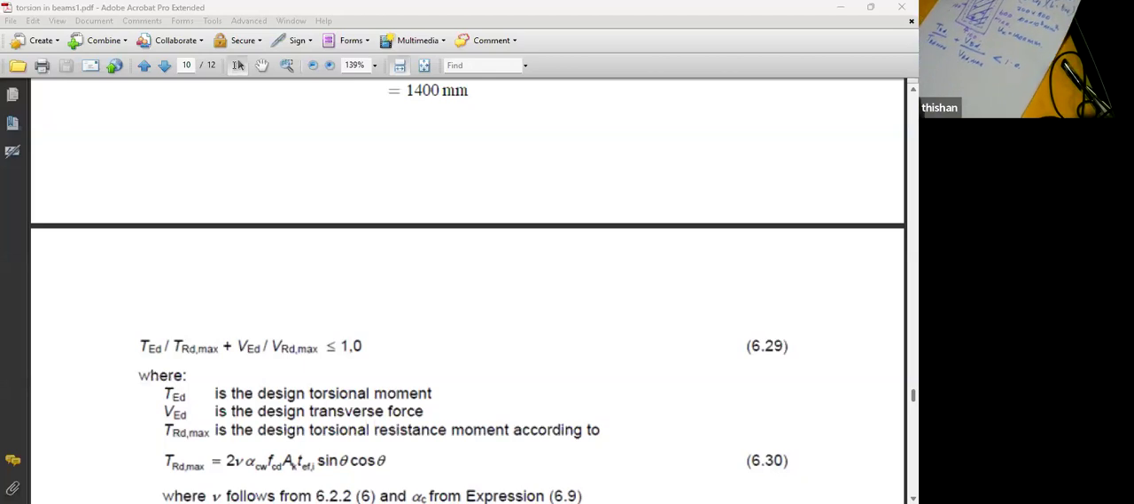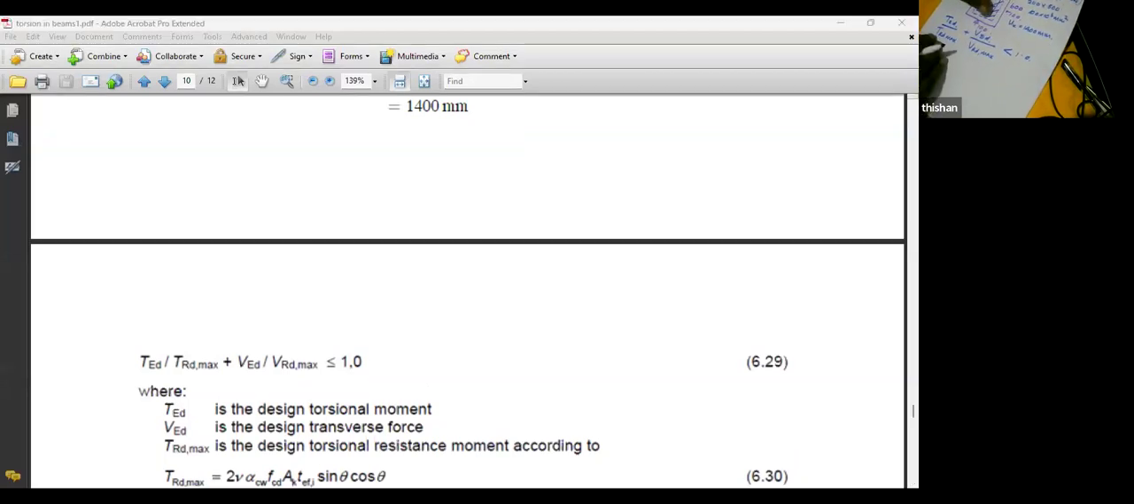So what we have done so far is the direct shear calculation, but we have not done any torsional shear calculation. What we are going to do is see whether the torsion is excessive or not. If the torsion is excessive, we will have to go for a larger section. But if the torsion is manageable, we can stick with the current section. So the first step is to see whether torsion is excessive or not.